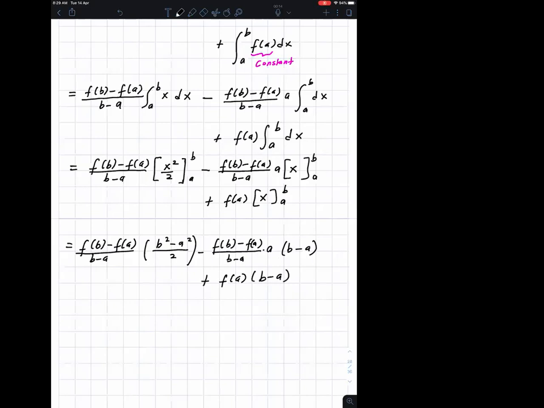Now the rest is you have to simplify it and put in a proper form. If you don't do that, then it's going to be very difficult to use this formula to do the numerical integration.